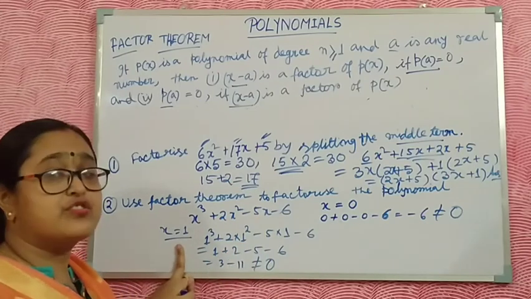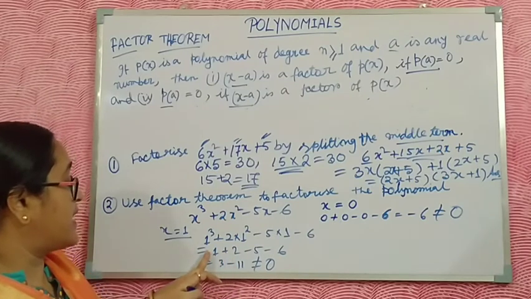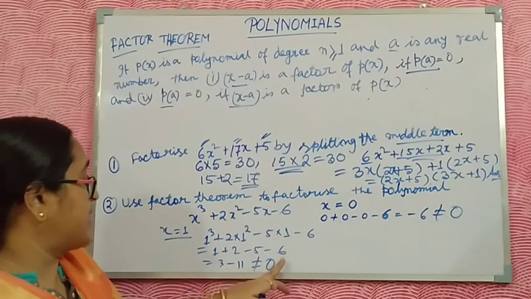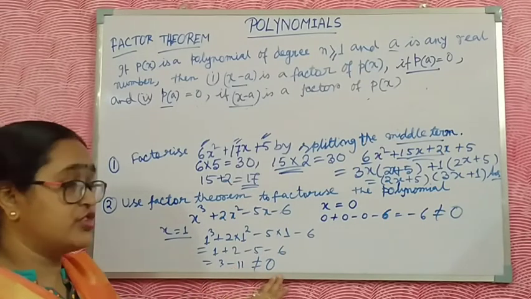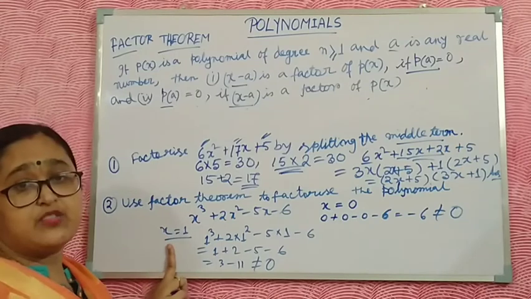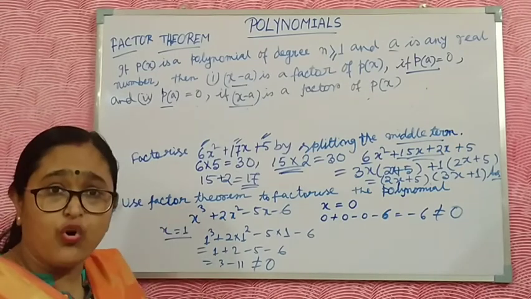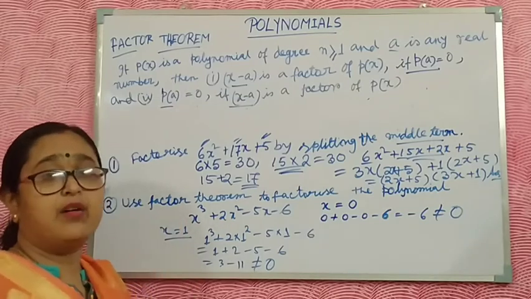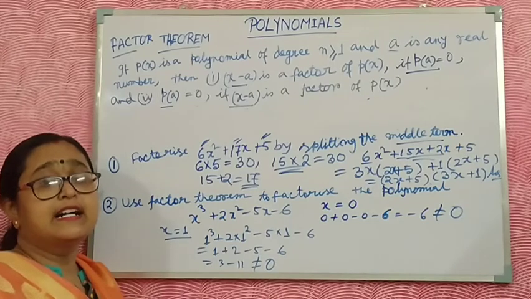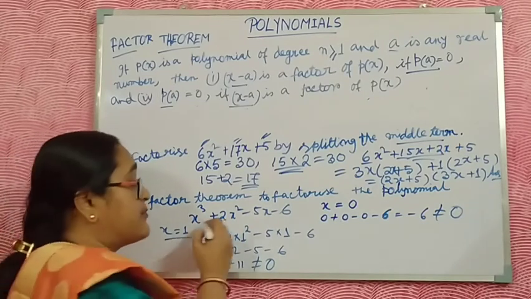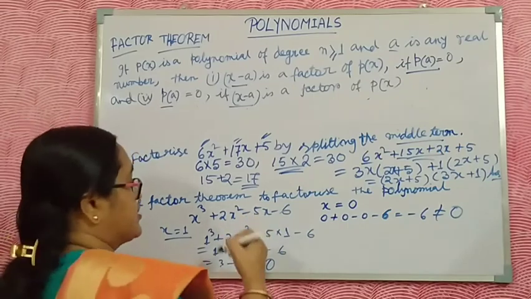And when I put x equal to 1, this is coming 2 plus 1, 3, and then 5 minus 6. This is 11, which is not equal to 0. That's why x minus 1 is not a factor of this polynomial. The factor theorem tells that if you put any real number in place of x in this polynomial and the remainder becomes 0, then the polynomial has vanished. And this is called the vanishing factor. You just take any number.